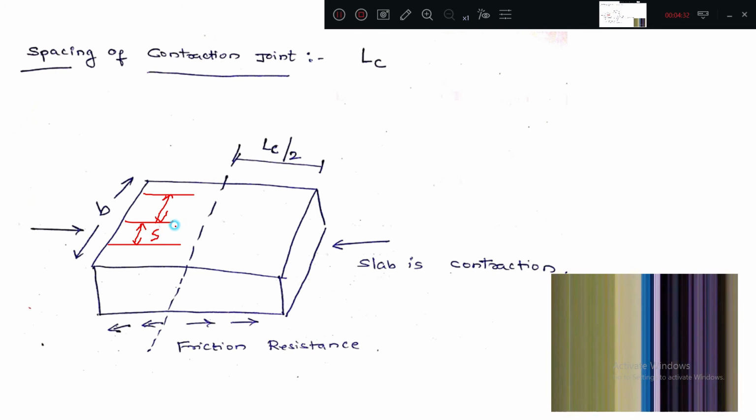Yes, small s will come, and this total will be there. And for every 1 meter, how much is the area of steel?